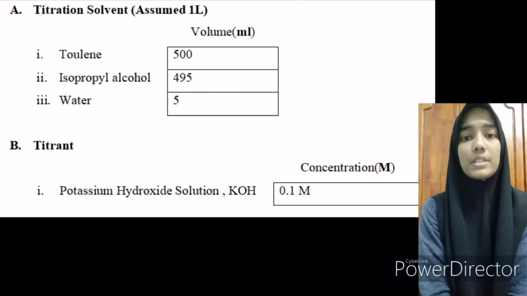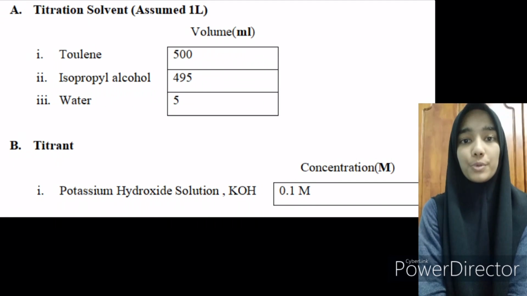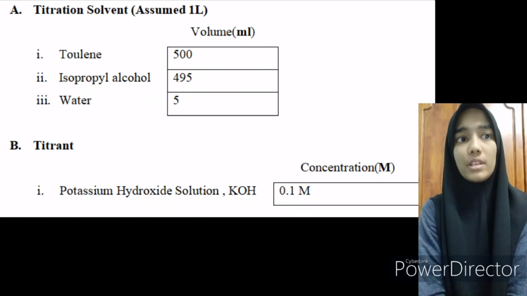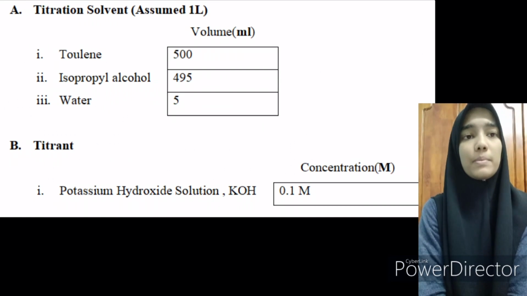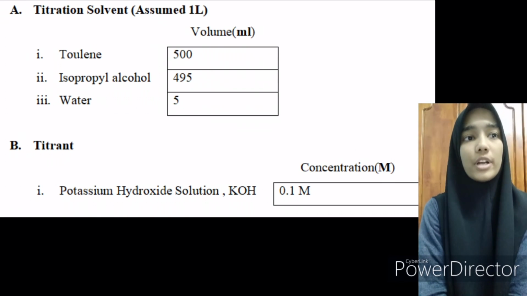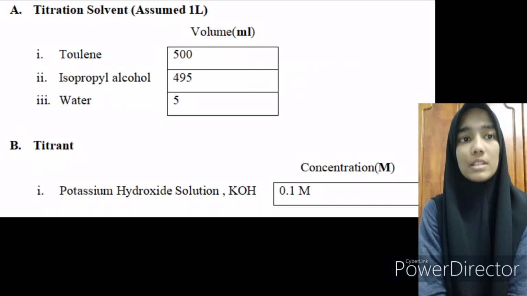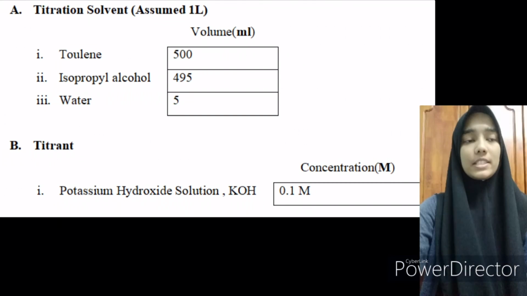I will explain about the result of lab 2, total acid number. The result for the first part is titration solvent. The titration solvent is assumed 1 liter. To find out the volume of toluene, isopropyl alcohol and water, we use the ratio 100 to 1 to 99. 100 is for toluene, 1 is for water, and 99 is for isopropyl alcohol. So the volume for toluene is 500 milliliter, for isopropyl alcohol is 495 milliliter, and for water is 5 milliliter.